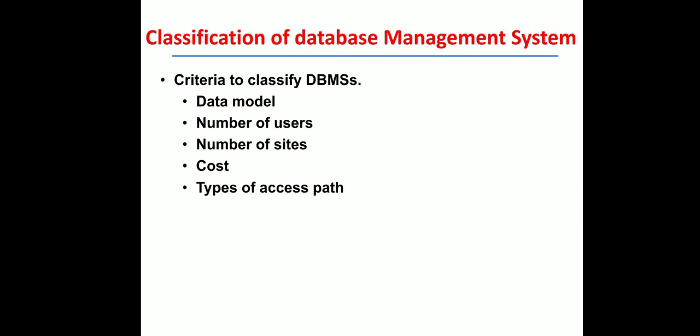Next, we have classification of database management systems. Classification can be done based on some parameters, which are called criteria. First criterion is data model, second is number of users, third is number of sites, fourth is cost, and fifth is types of access path.